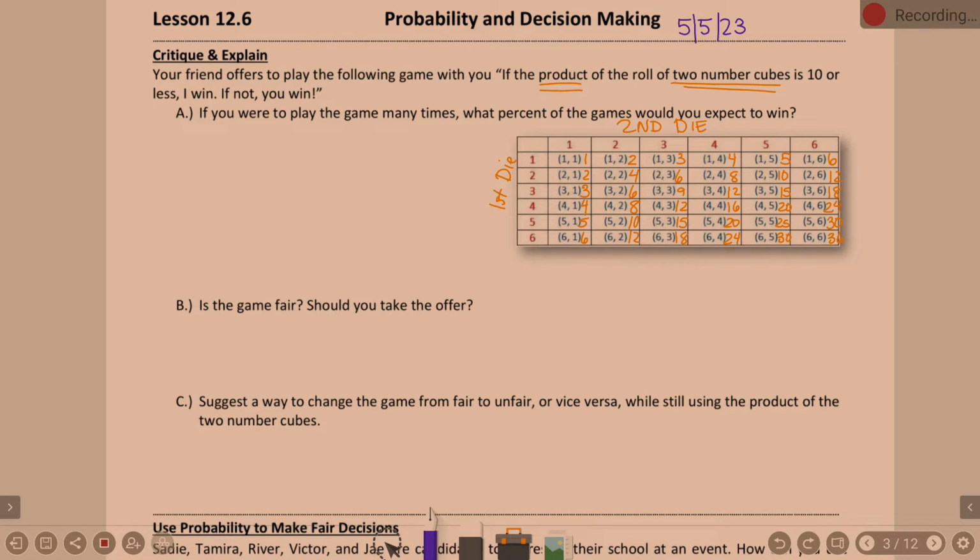Okay, so we need to figure out percents of winning here. So what is a win? So we want to know the probability of getting a product of 10 or less. Yes, I should have said product on there, but I didn't. So what are your thoughts on a product of 10 or less?